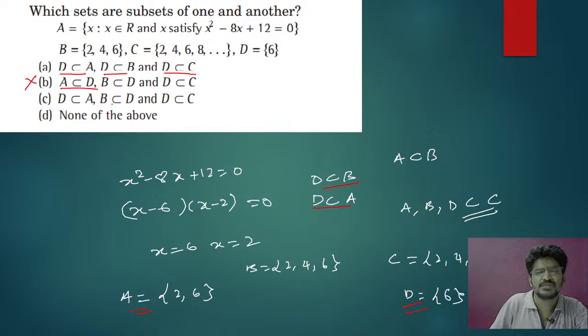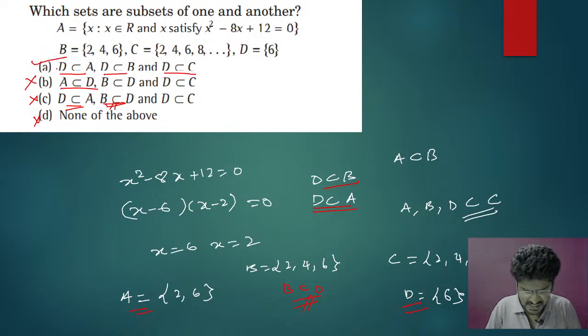Here they have given D is a subset of C. No problem. B is a subset of D. You just check. They are saying B is a subset of D. This is wrong, because B is not a subset of D. None of the others are possible, because option A is correct. So option A is the right answer.